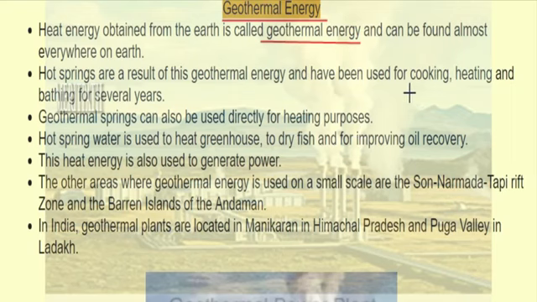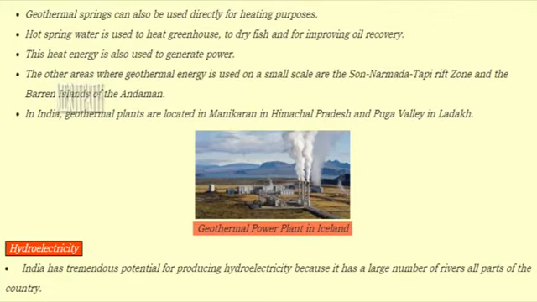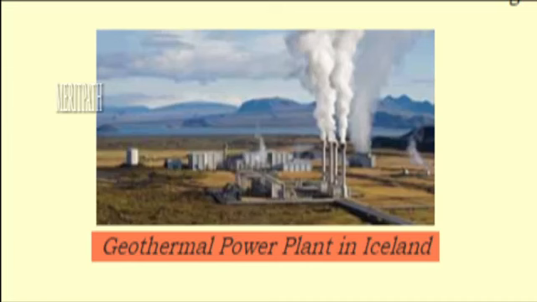the earth. Hot springs are the result of geothermal energy and are used for cooking, heating and bathing. Hot spring water is used to heat greenhouses, to dry fish and to improve oil recovery. The other areas where geothermal energy is used on a small scale are the Son Narmada Tapi Rift Zone and Barren Island in Andaman. Now here is a picture which shows the geothermal power plant in Iceland. Geothermal plants are located in Manikaran in Himachal Pradesh and Puga Valley in Ladakh.